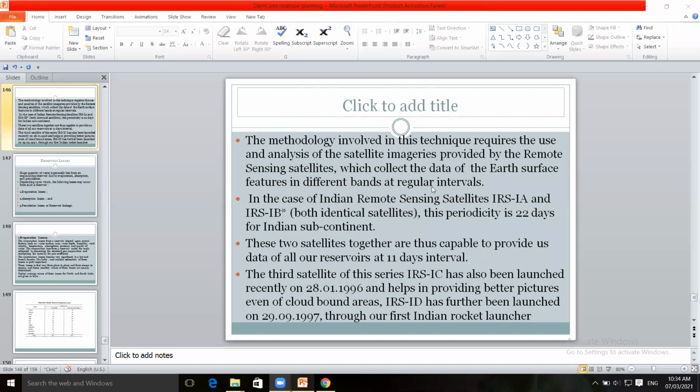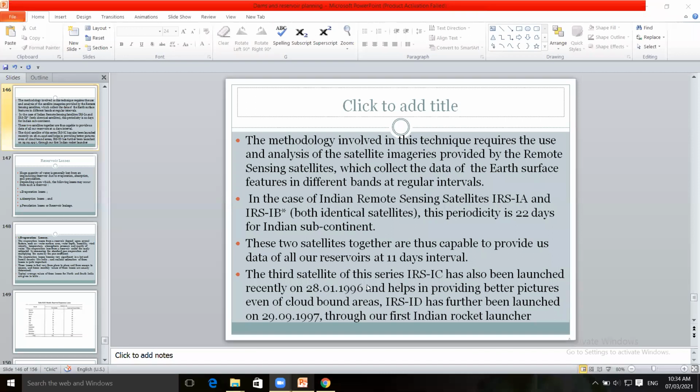After an 11-day interval, this data is collected from the reservoir. These two satellites are used to collect the data of the reservoir site. The storage capacity is calculated at regular intervals, at an 11-day interval. For each 11-day interval the data is stored. Again, after the next 11 days, the process is repeated, the data is collected by these satellites and stored.